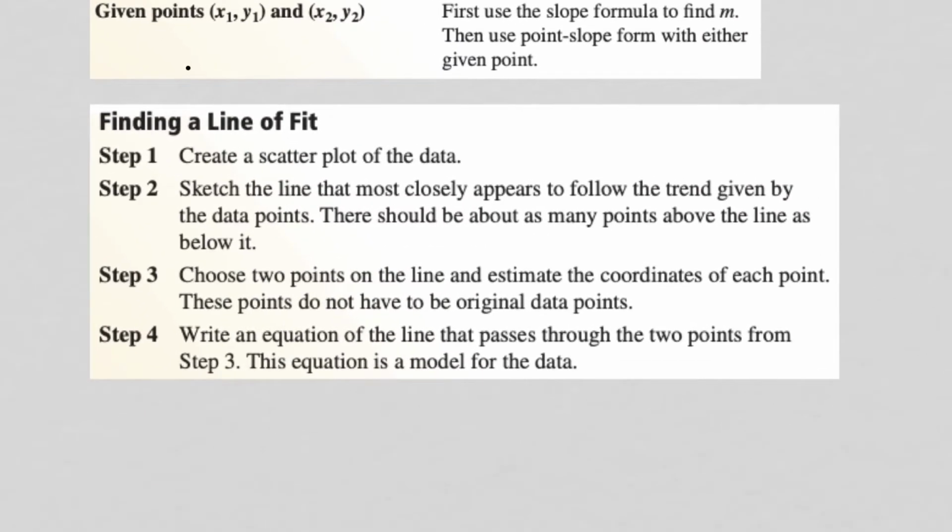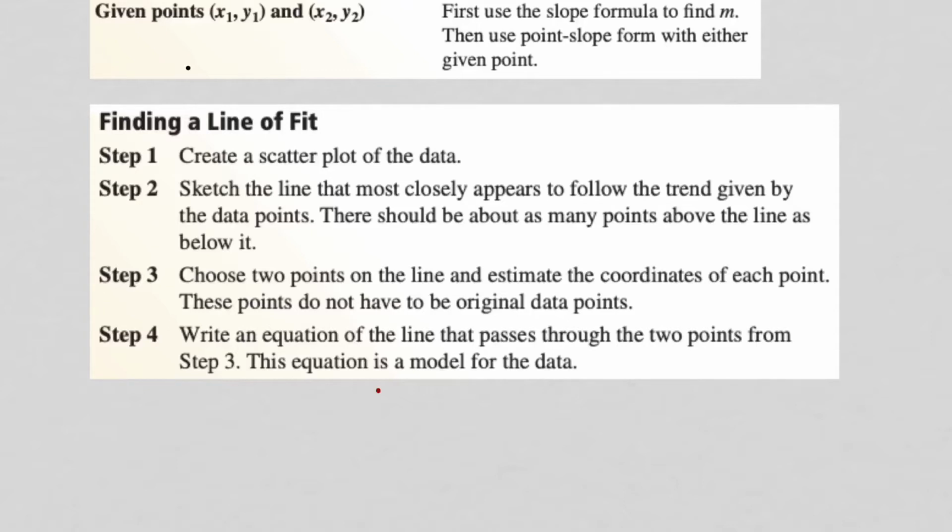To find a line of fit, you create a scatter plot first. You plot all the points that you're given and determine, does it look like a line? If it does, it has a linear relationship. If points are all over the place and you don't see where you could draw a line fitting most of those points, then it doesn't have a linear relationship. But you want to draw a line that closely appears to follow the trend given.